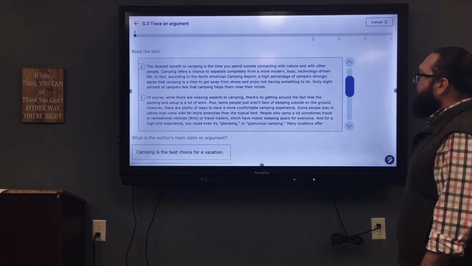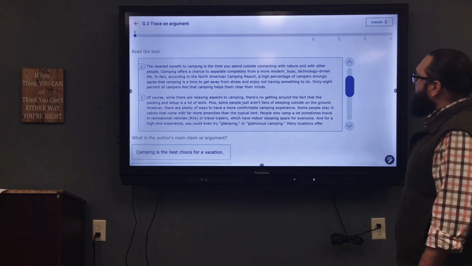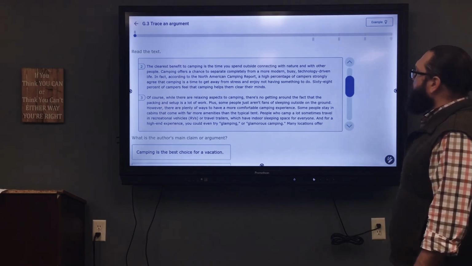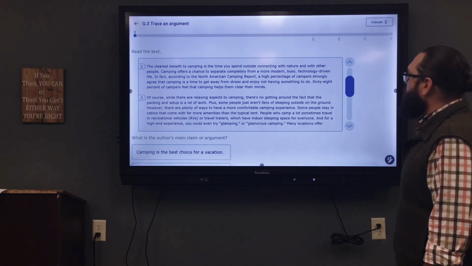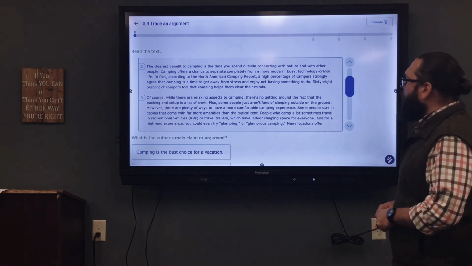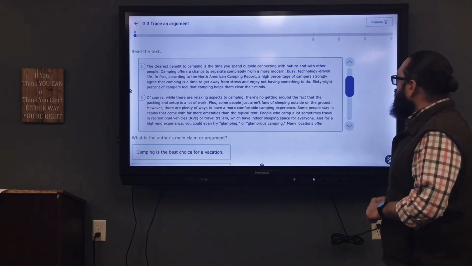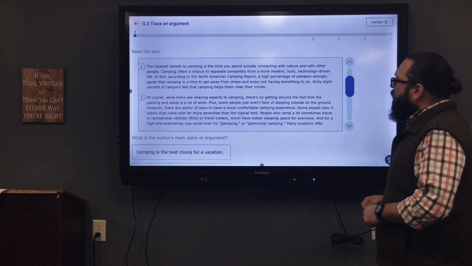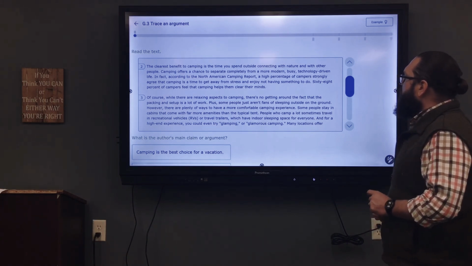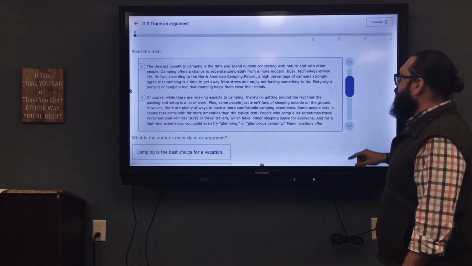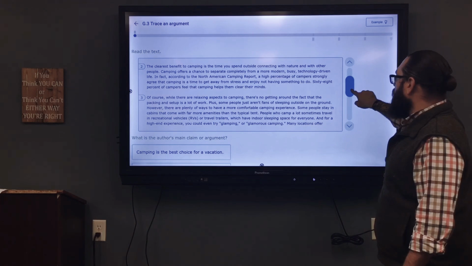Of course, while there are relaxing aspects to camping, there's no getting around the fact that the packing and setup is a lot of work. Plus, some people just aren't fans of sleeping outside on the ground. However, there are plenty of ways to have a more comfortable camping experience. Some people stay in cabins that come with far more amenities than the typical tent. People who camp a lot sometimes travel in recreational vehicles or RVs or travel trailers, which have indoor sleeping space for everyone. And for a high-end experience, you could even try glamping or glamorous camping.